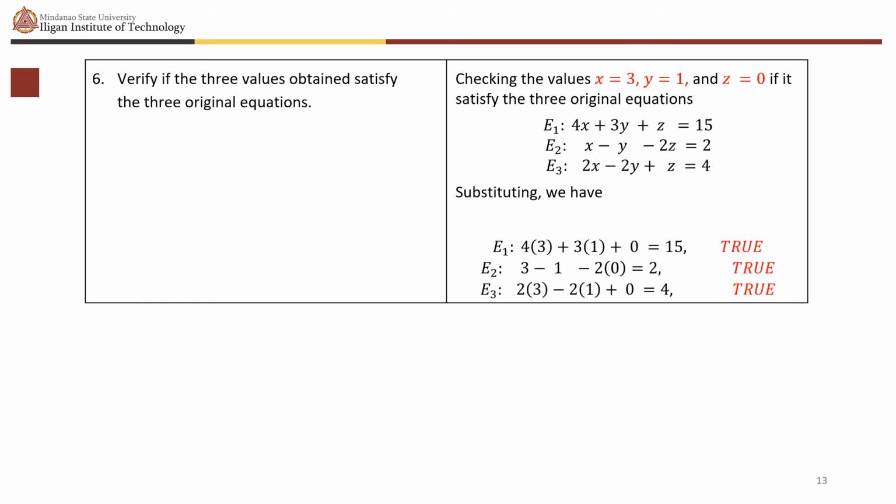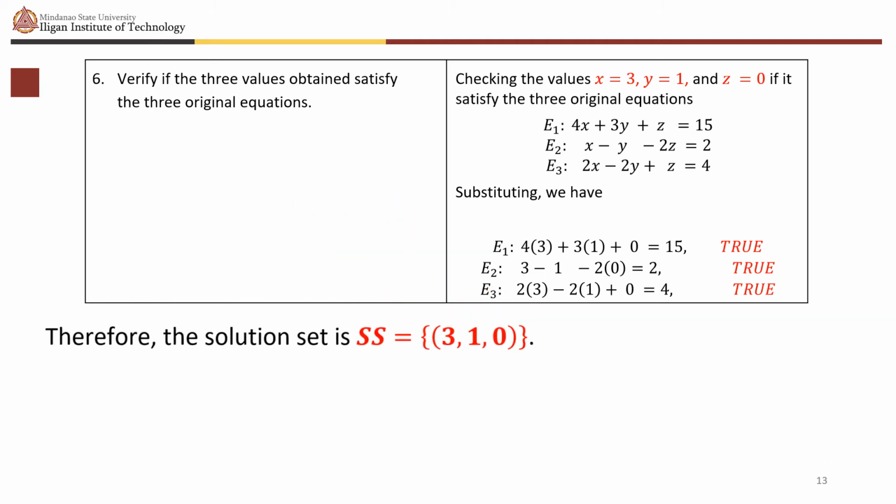Since e sub 1 is 4x plus 3y plus z is equal to 15, we can have x equal to 3 for x, y is equal to 1 for y, and z is equal to 0 for z. So that's equal to 15. For e sub 1, this is true because we have 4 times 3 plus 3 times 1, that is 12 plus 3, that's 15. Similarly, when we verify with e sub 2 and e sub 3, we have true values.